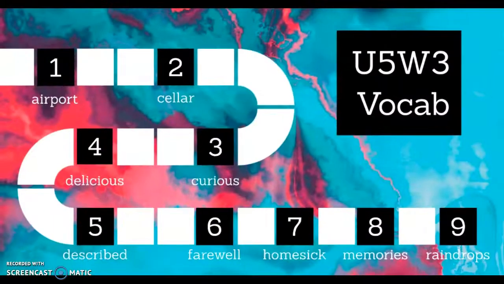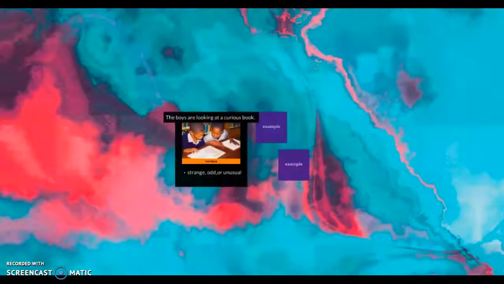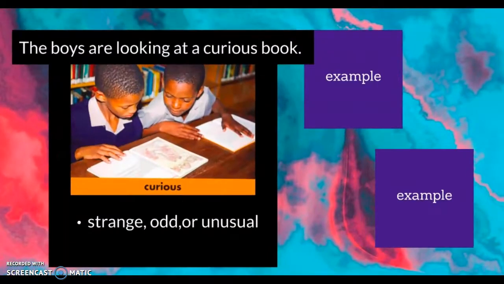Awesome. Word number 3, vocab word, curious. The boys are looking at a curious book. Let's say our word together, curious. Curious means strange, odd, or unusual. Okay, writing down the word and definition.